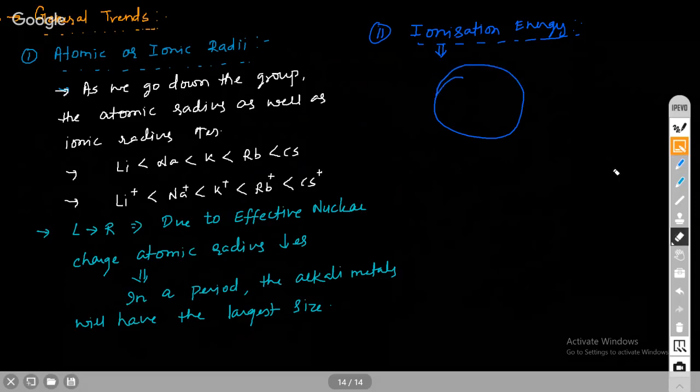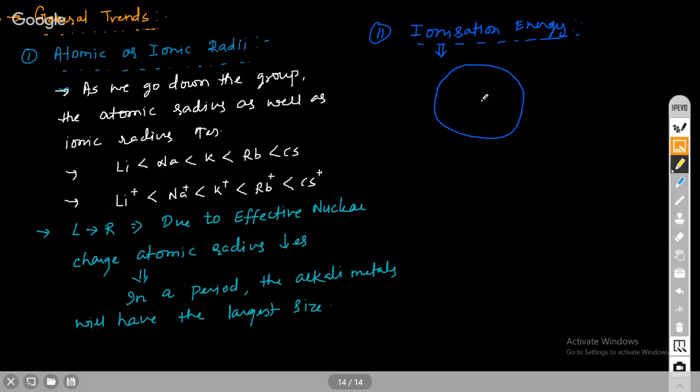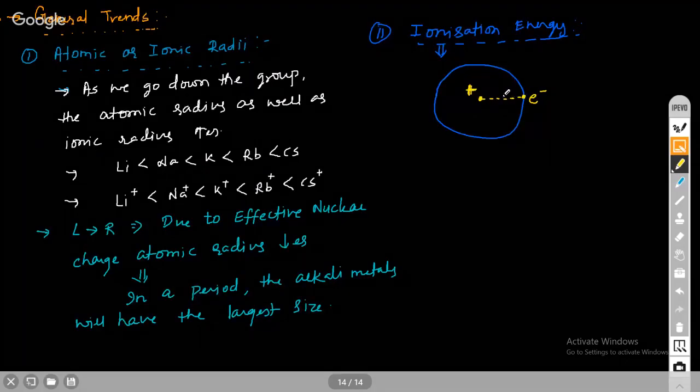Though it is not circular, you can assume this as such. Suppose we have an atom, and this is the nucleus of the atom, and the outermost shell has an electron. The nucleus will have the positive charge, right? So we must have an electrostatic force of attraction here. Positive and negative charge, we must have electrostatic force of attraction. This is an isolated gaseous atom.